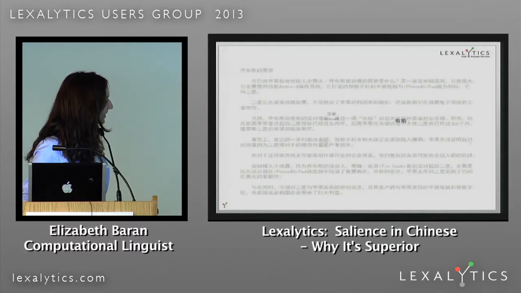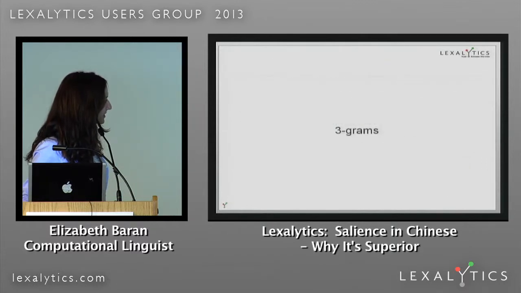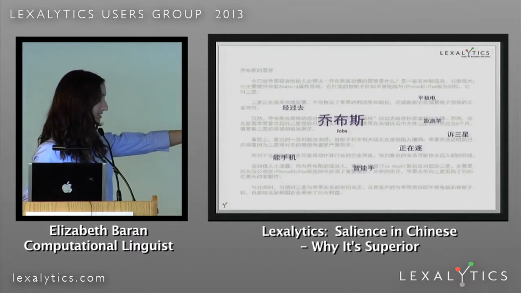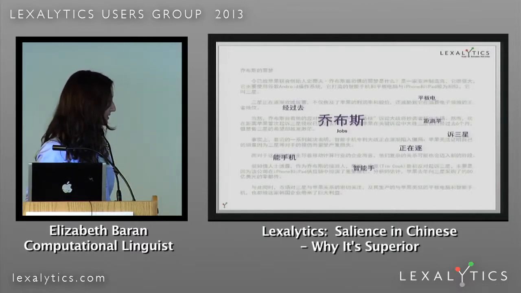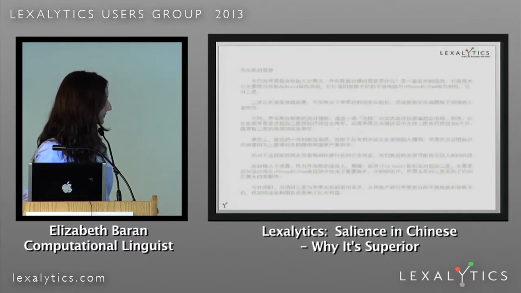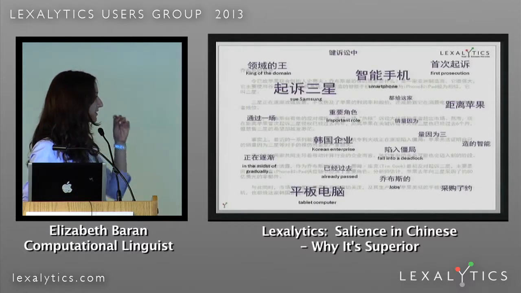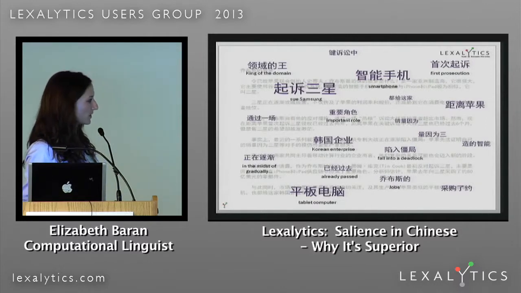Okay, and then we have 3-grams. Again, not a lot of words here. The biggest one is jobs. Chubb was the name of Steve Jobs, not like careers. And then 4-grams: sues Samsung, smartphone, first prosecution, Korean enterprise, fall into deadlock, tablet computer.